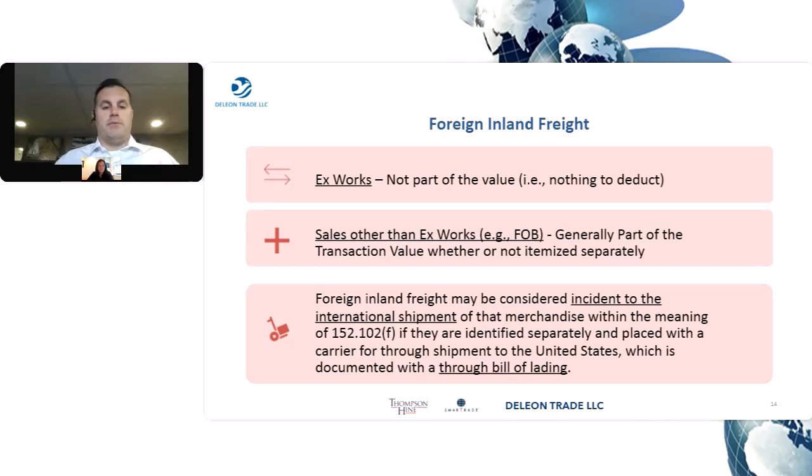So most of the time where we see foreign inland freight being deductible is when, say, you're bringing something by UPS, right? UPS picks it up at the dock, delivers it all the way here to the U.S., right? It's all built into the price. In that case, it's one through bill of lading. But on a lot of these ocean shipments and a lot of things like that, you don't have a through bill of lading, most likely. Mm-hmm.